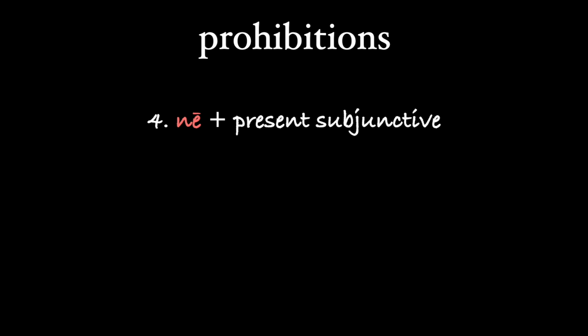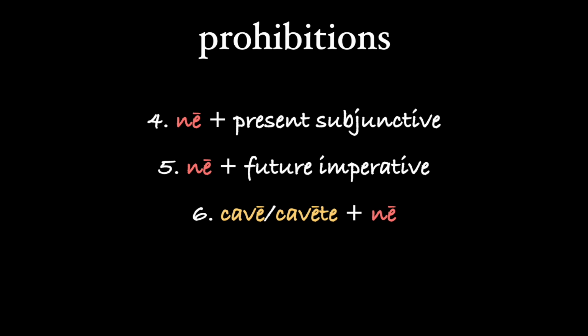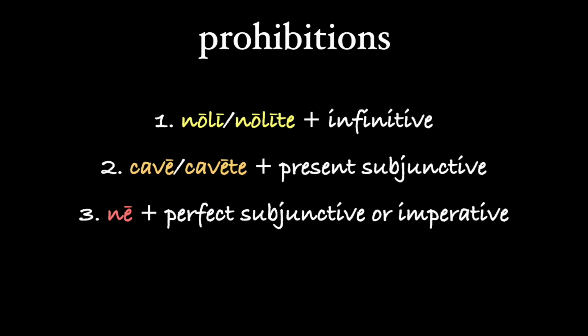And of course, as with everything in Latin, there are variations, like ne with the present subjunctive, ne with the future imperative, or even cavēte plus ne. But, just roll with it. In general, you'll find almost all of the prohibitions in Latin in one of these three groups. Nōli plus the infinitive, cavēte with the present subjunctive, and ne with a perfect subjunctive or, in poetry, an imperative.